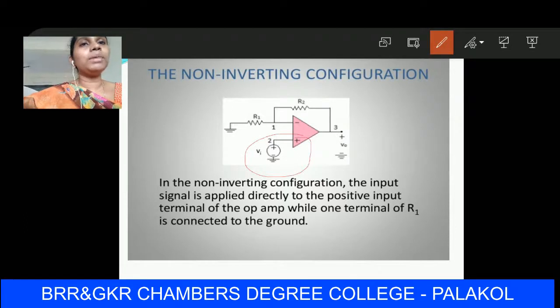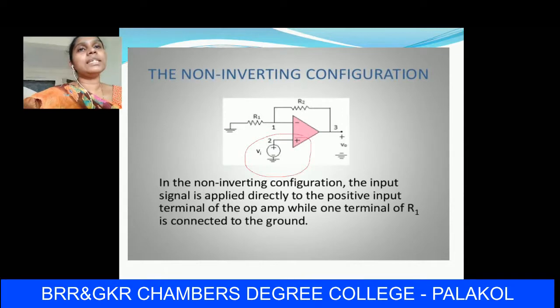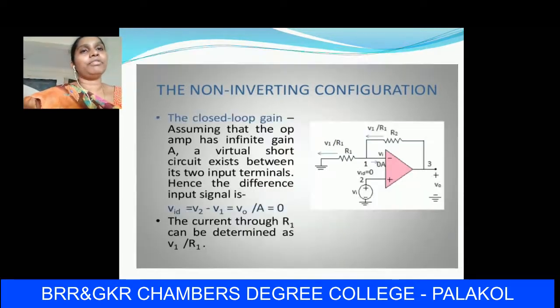Non-inverting means the input signal is applied to the positive terminal. Inverting means the input signal is applied to the negative terminal. So in the non-inverting configuration, the input signal is applied directly to the positive input terminal of the op-amp, while one terminal of R1 is connected to the ground. So likewise, here this is a non-inverting amplifier.